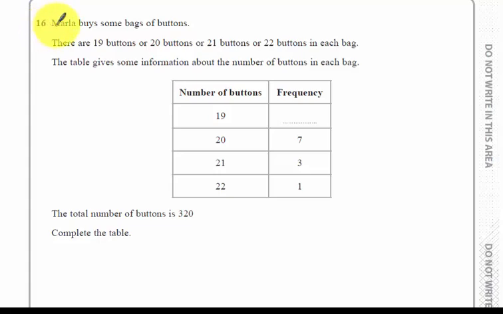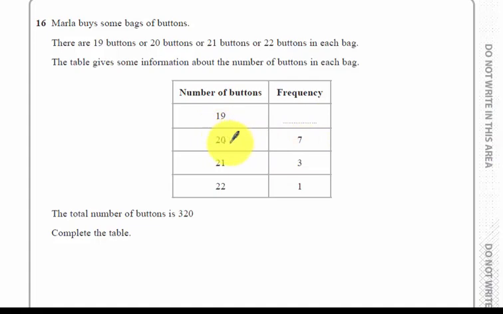Question 16. Marla buys some bags of buttons. There are 19 buttons, or 20 buttons, or 21 buttons, or 22 buttons in each bag. The table gives some information about the number of buttons in each bag. Take a second just to check you understand what the table's talking about.